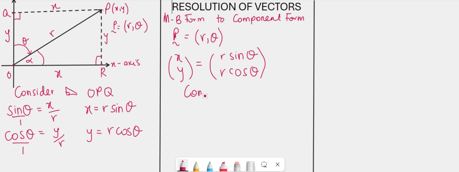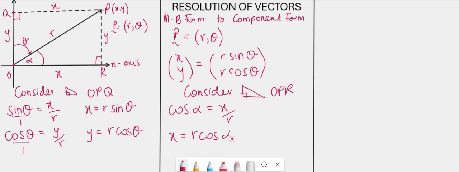Now, what if we consider right angle triangle OPR? Right angle triangle OPR has the angle alpha in question. Now, in this case, y is our opposite, x is our adjacent, and r is our hypotenuse. And so, we are going to have cos alpha will give us x over r, which is the adjacent over r, the hypotenuse. And so x will be equal to r cos alpha.